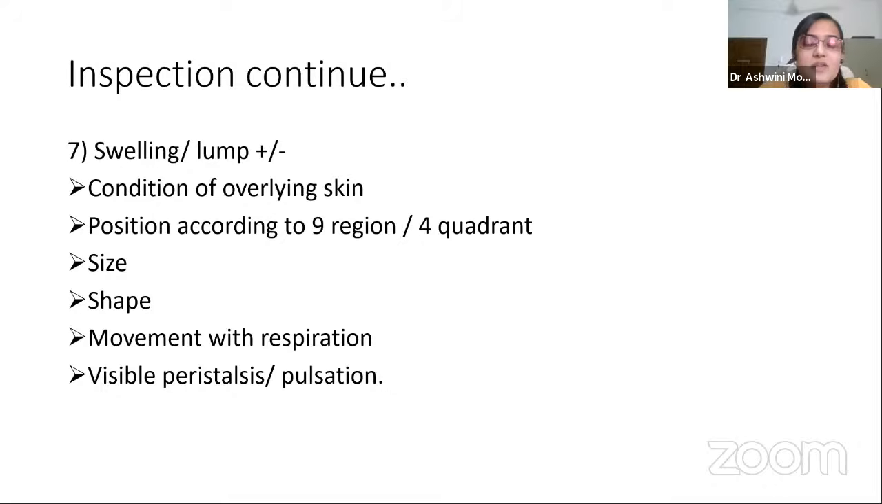Like if it is an inflammatory swelling, it will be red, swollen, painful. The patient will say it is a painful, warm swelling. If it is a cystic enlarged swelling, there might be tense skin, visibly tense skin. If it is a lipoma, there will be normal skin. Positioning according to the 9 regions and 4 quadrants. As I said before, position will tell which organ is involved beneath. Then the size of that particular swelling or lump.